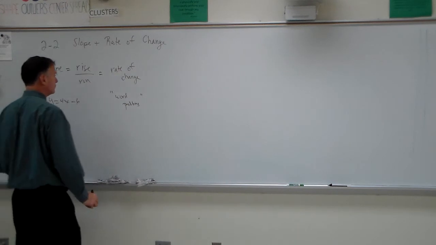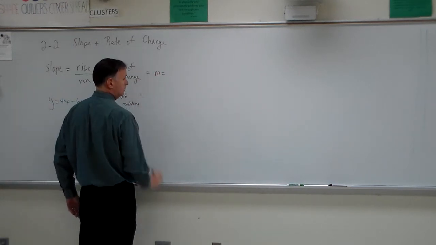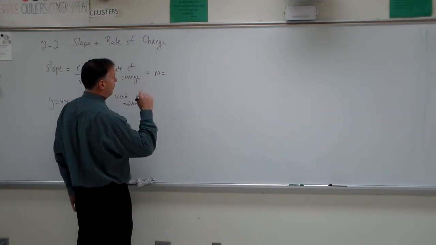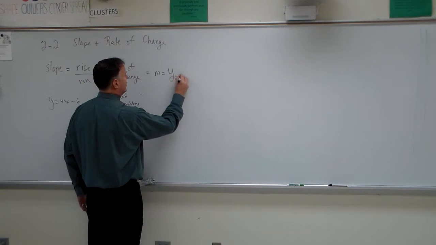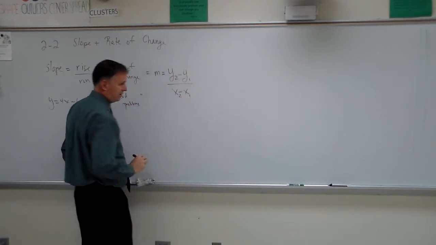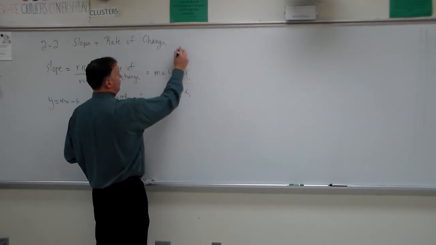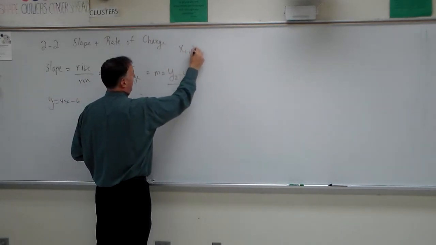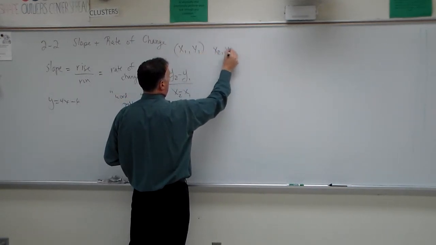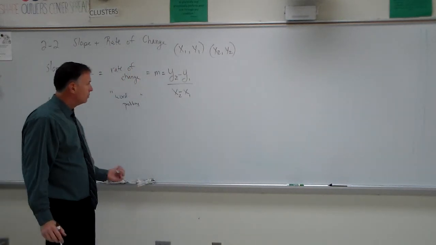The letter we use is m, okay? And the formula is the difference of your y's divided by the difference of your x's. And it's based on getting that from an ordered pair. So the ordered pair would be x1, y1 and x2, y2. And then again, there's your slope.